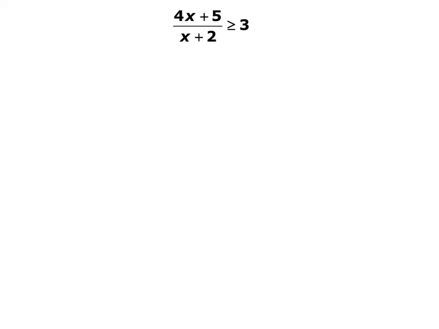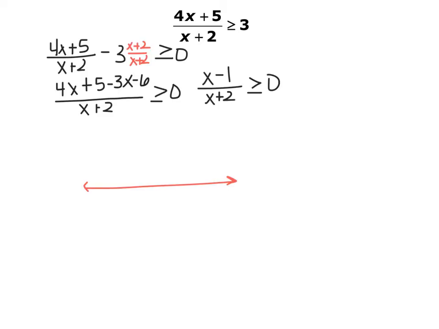Here we have a rational inequality. Our first step again is always to make one side equal to 0. And then for a rational, we need to make a common denominator to simplify. So go ahead and pause the video and do that. So I move the 3 over, you get (4x plus 5) over (x plus 2) minus 3 is greater than or equal to 0.